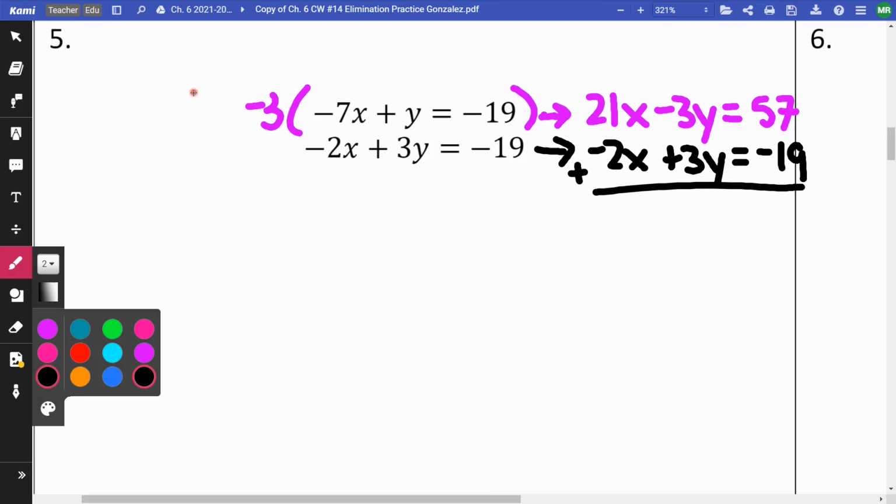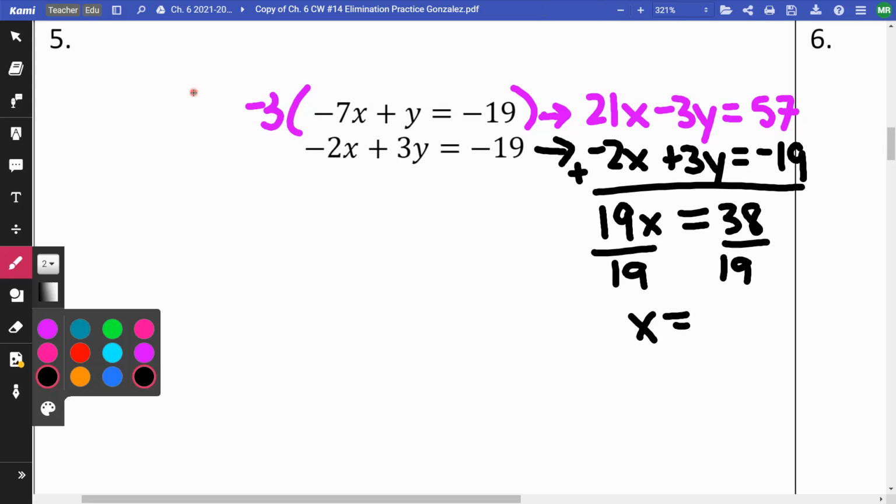I add these together. I get a 19x, my y's are going to cancel. And when I take 57 minus 19, I get a 38. Divide both sides by 19. And I get x is equal to 2.